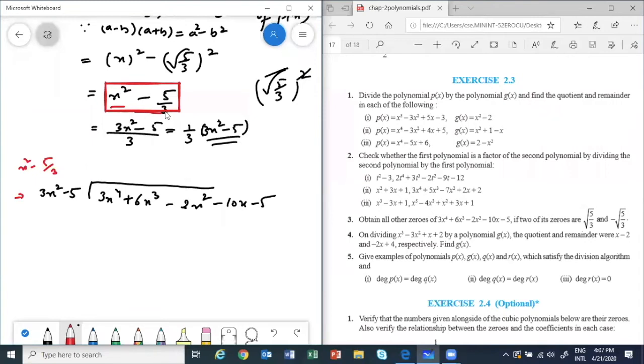So it's better we take the LCM here. The LCM is 3, so we got 3x square minus 5. Then 1 by 3 is also a factor, and 3x square minus 5 is a factor, and we want to find the rest of them.